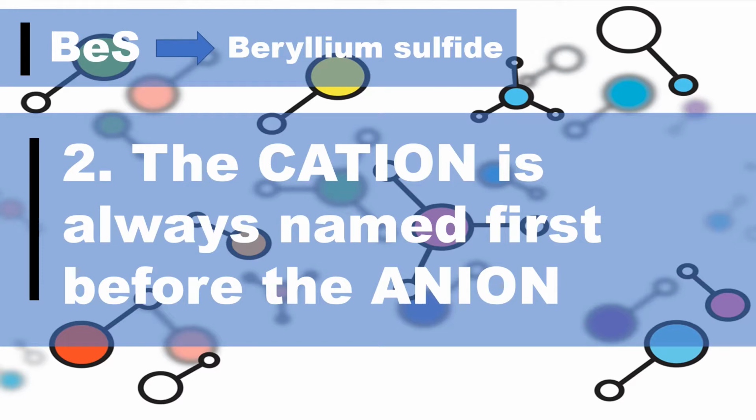The second one is that the cation is named first before the anion. Based from the example given, beryllium is a cation which has a positive 2 charge number. That is why it is written first in naming the ionic compound. Next to it could be sulfur. That is why it is named as beryllium sulfide.